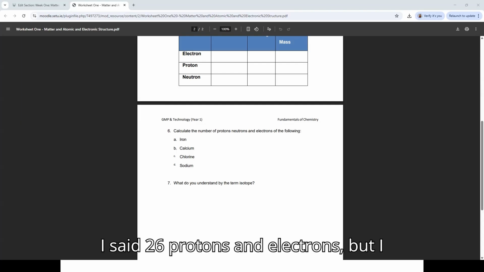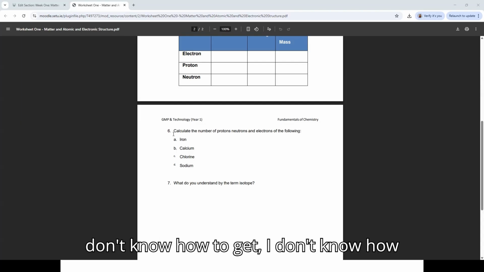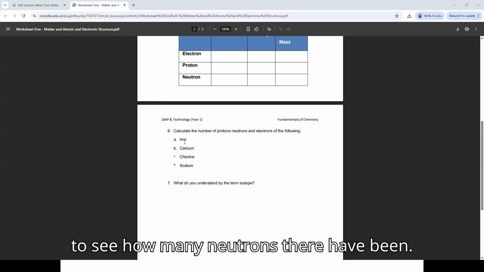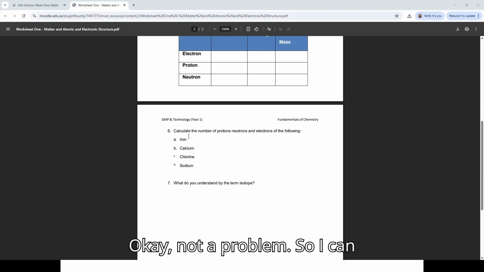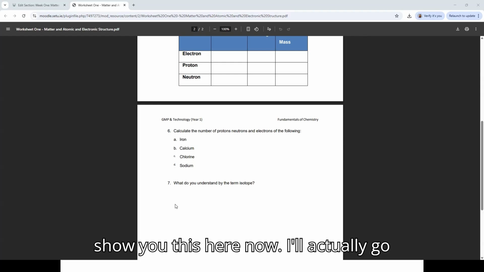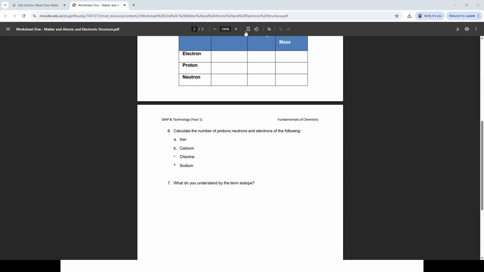I said 26 protons and electrons, but I don't know how to see how many neutrons there'd be. Okay, not a problem. I can show you this now. I'll actually go back to our lecture to show you this. Just bear with me 2 seconds.